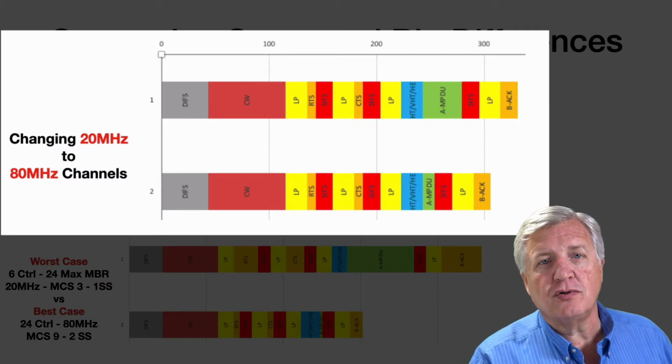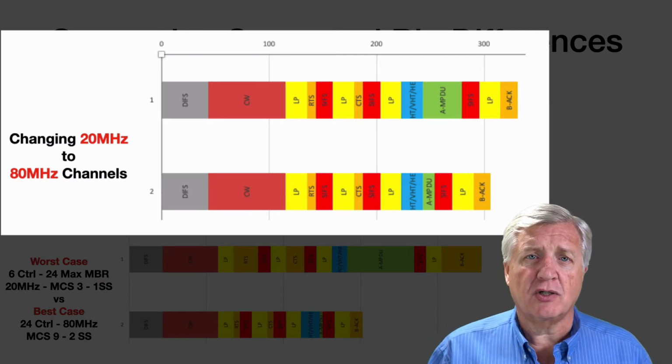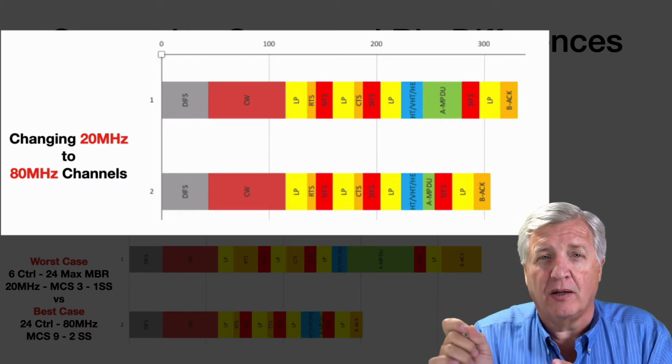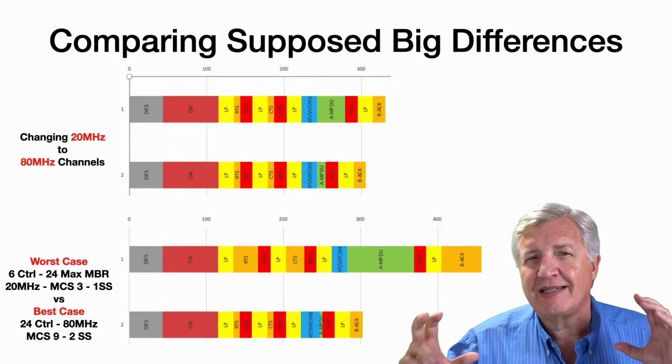Now, your end users, when they go to an 80 megahertz channel, will see this bigger number, but that number is only for the payload. We really need to be looking at the entire airtime.